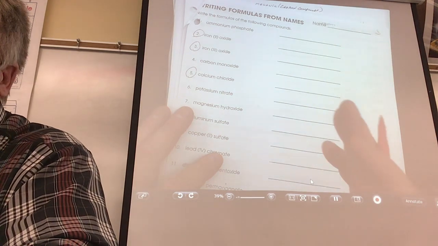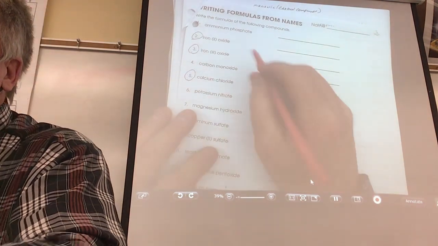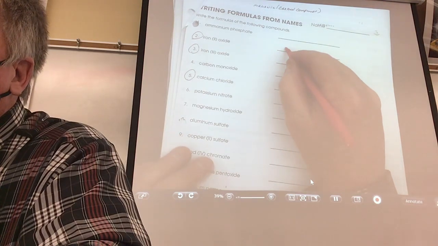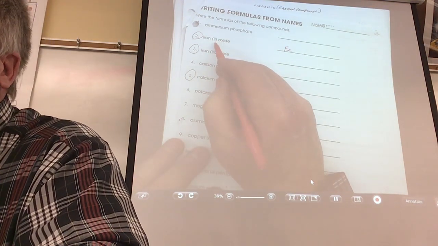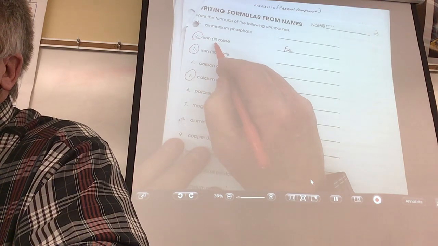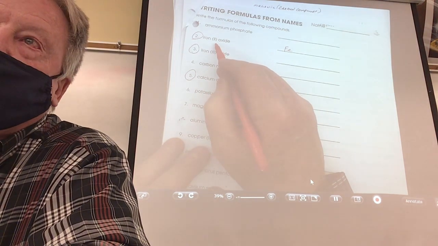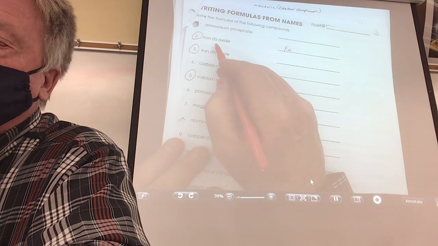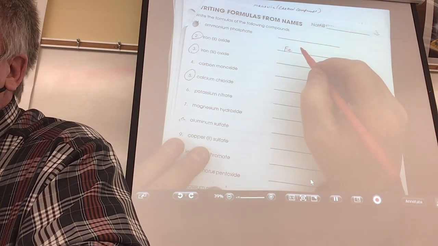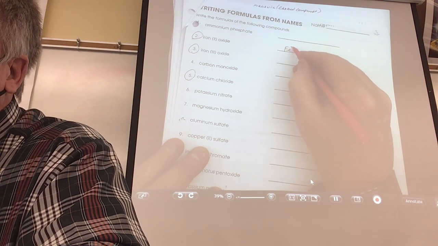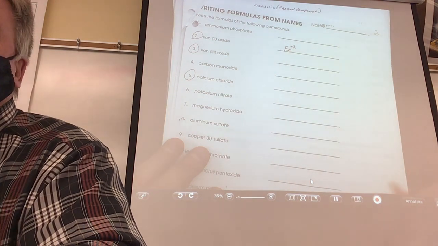Aiden, you're sitting there so quiet. I know you can do this for me, right? Aiden, what's the formula for this? What do you think? Ask Sean what this Roman numeral stands for. It stands for the charge of the metal. Okay, so what is the charge on this iron, Aiden? 2. So I'm going to put a +2 here. Look, see? Is that the charge on the metal?